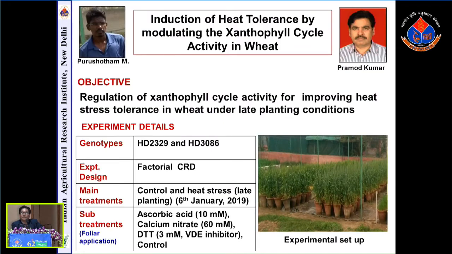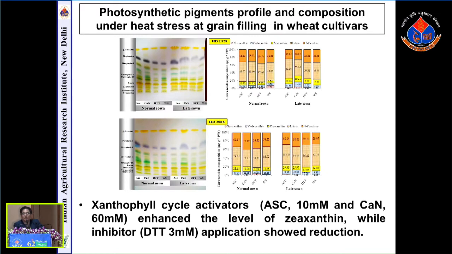Another work was done by Purushottam under the guidance of Dr. Pramod Kumar, and the objective of this work was regulation of the xanthophyll cycle activity for improving heat stress tolerance in wheat under late planting conditions. They took 2 wheat genotypes, gave the main treatment of heat stress by late planting, and the sub-treatment was the foliar application of some regulators of the xanthophyll cycle. This is the data on the photosynthetic pigment profile and composition under heat stress.